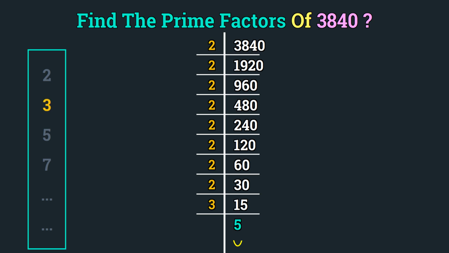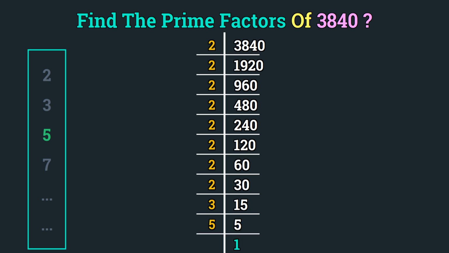Dividing 5 by 3, the result is not an integer. Since the result is not an integer, we will try to divide by the next number. Dividing 5 by 5, which equals 1. So 5 divided by 5 equals 1.